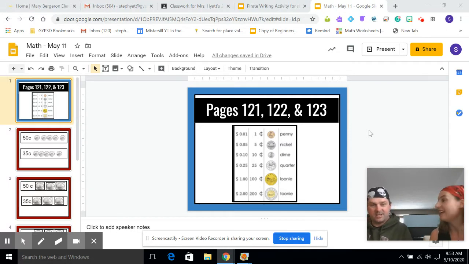Exactly. And then we've got a quarter. A quarter's worth 25 cents. And it's the same way of writing it out: you have your numerical and your actual number with the C and the line through it.